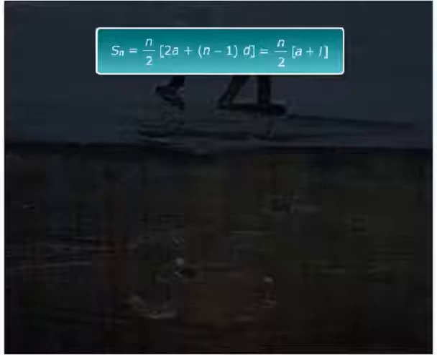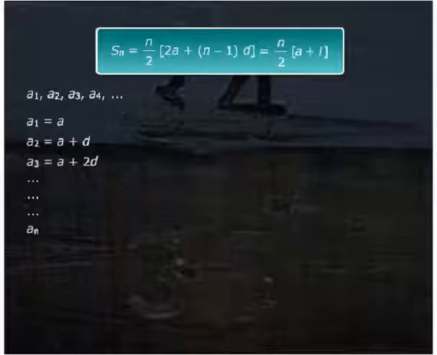So we take an AP, a general AP, which means the terms would be as boring as a1, a2, a3, a4, and so on. Now, a1, we write as a, that is the first term. a2, remember, a plus d. a3, a plus 2d, and so on. And an is a plus n minus 1 into d.